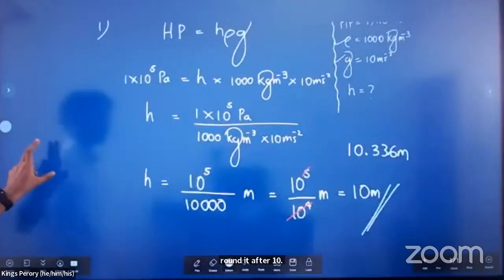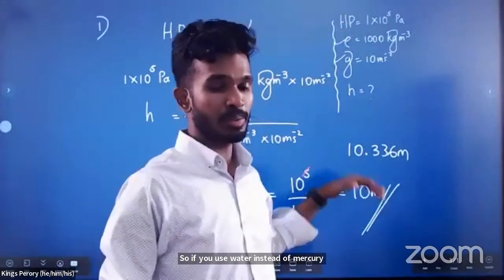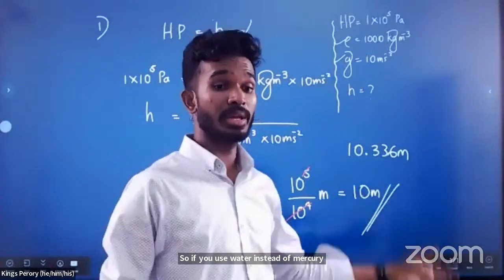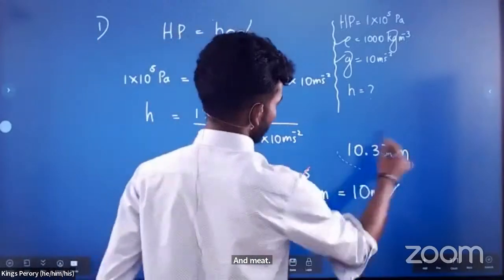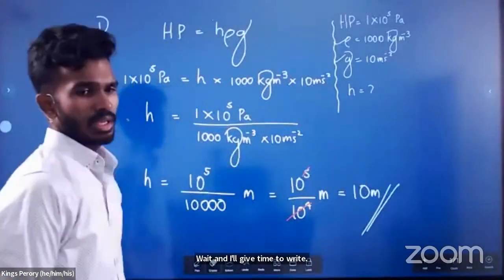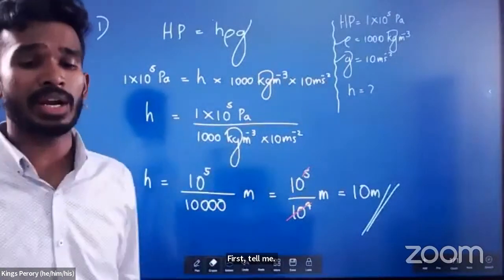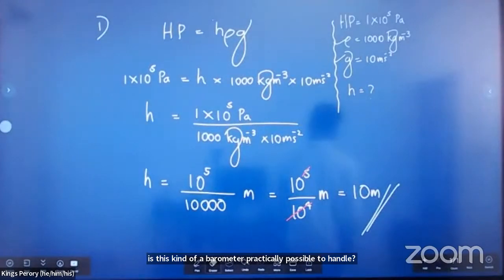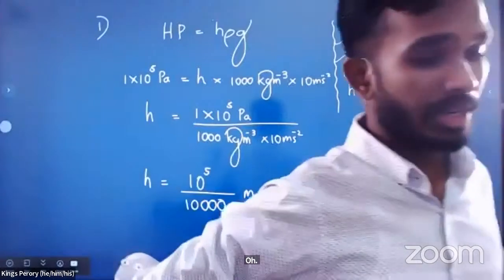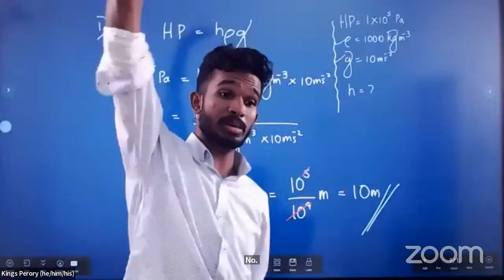So if you use water instead of mercury, what will be the height of the water? 10 meters. Wait, I'll give time to write. First tell me, is this kind of barometer practically possible to handle? No, sir. It's not easy to handle. 10 meters is such a big height.